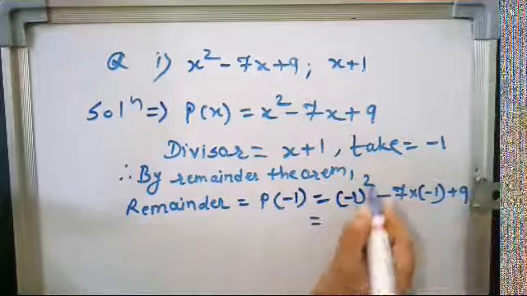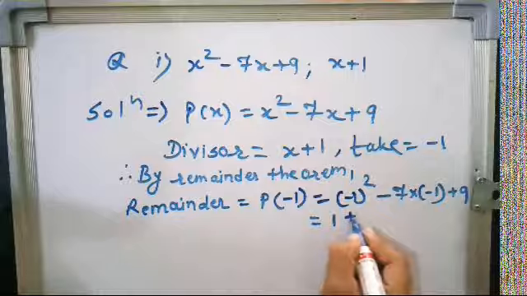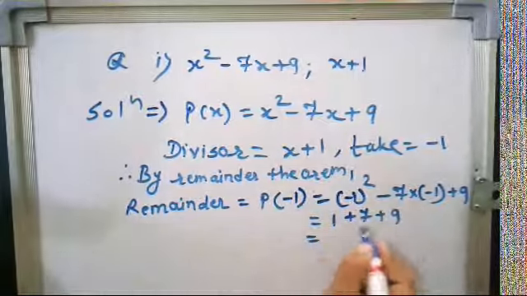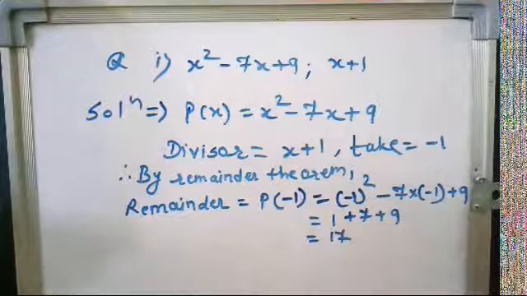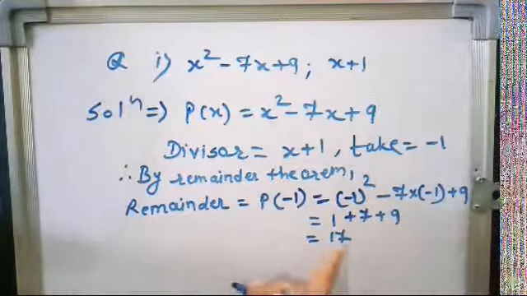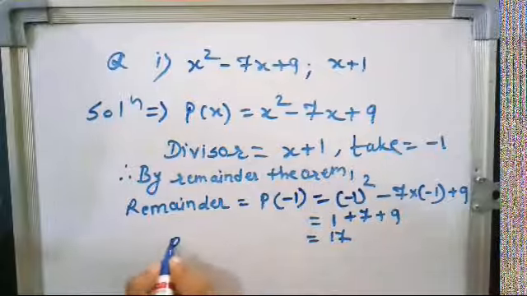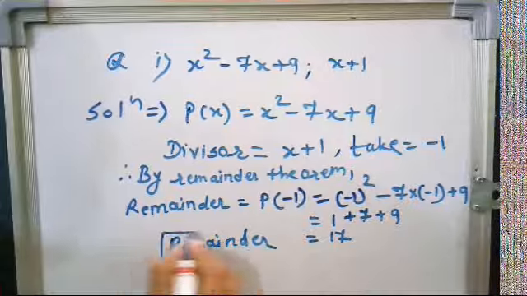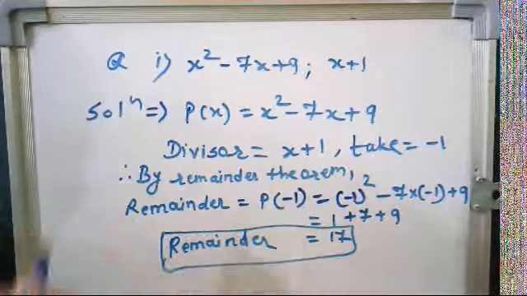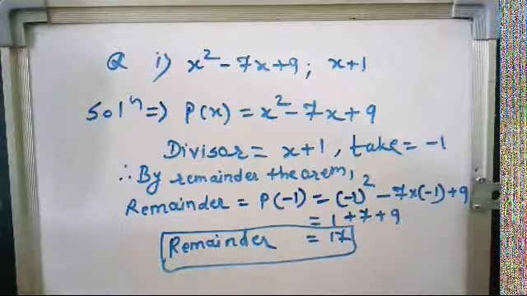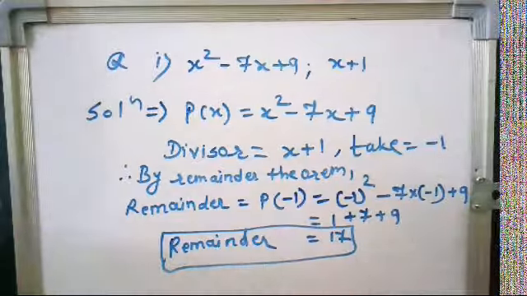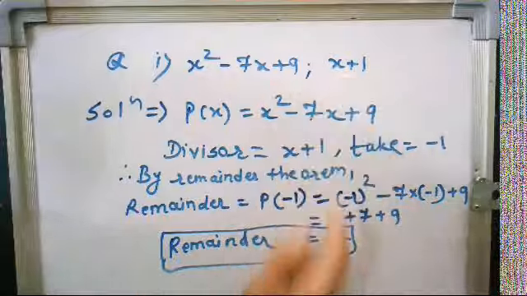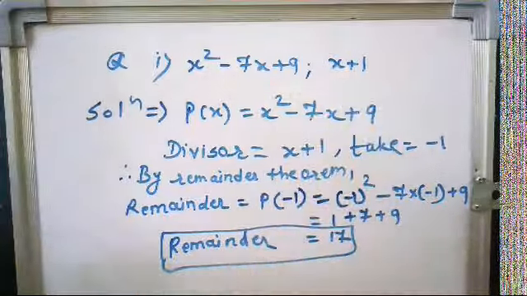Now we can solve this. Minus 1 square is 1. It is plus 7 plus 9. What is the answer of this? 10 and 7, 17. It means what is the remainder here? Remainder is 17. You can write at last p of minus 1 is equal to 17. What exactly we had find out here? We had find out the remainder here. Okay, after dividing this polynomial by this x plus 1, we will get the remainder 17.